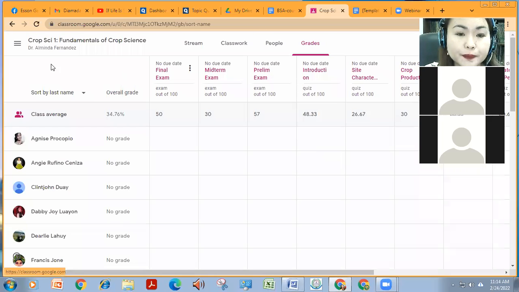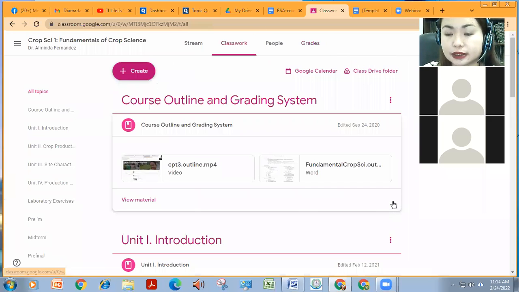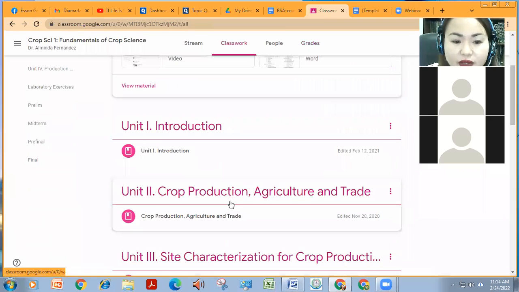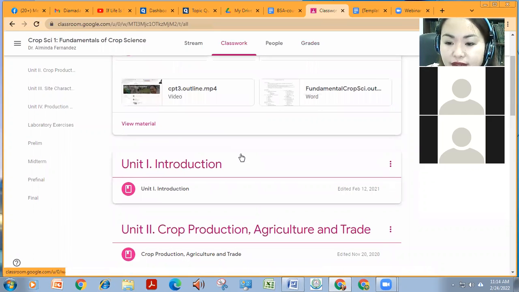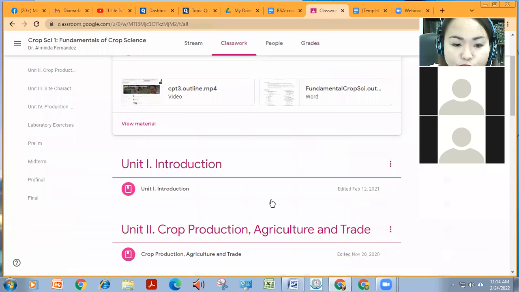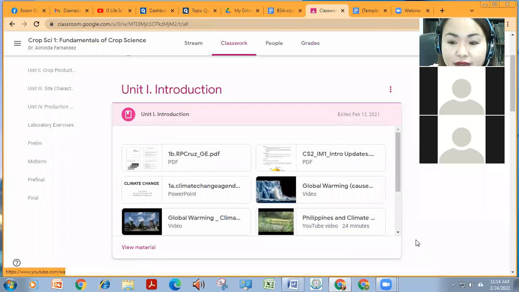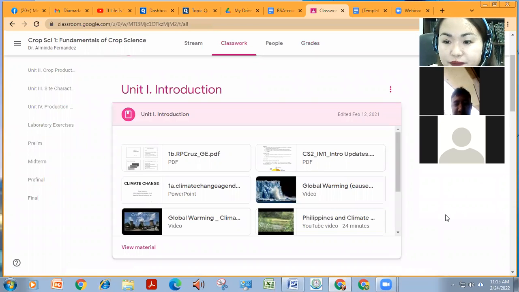Ito yung mas advantage. So, we are now actually done with the course outline. And if you have questions or a clarification regarding the course and the requirements, you can also do before we start with Unit 1, which is introduction.